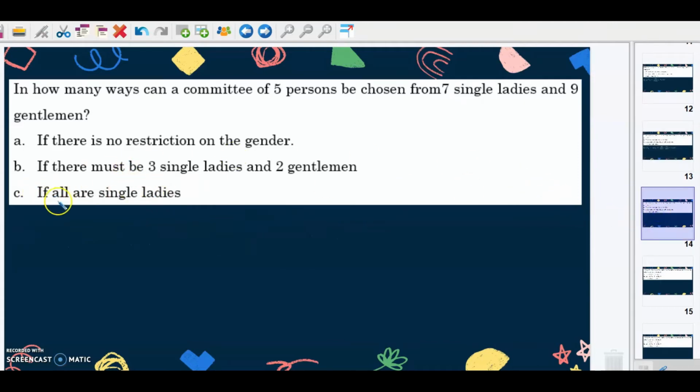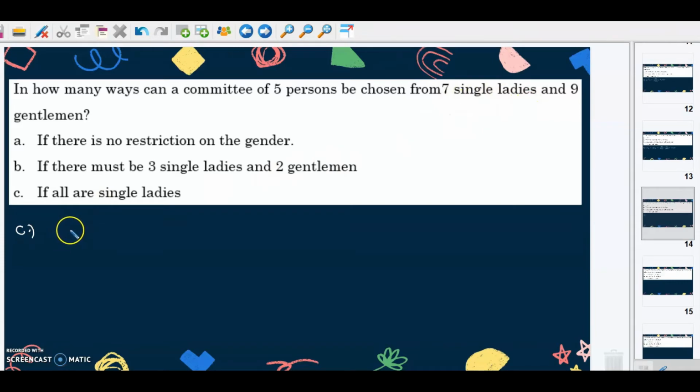So the third problem is, in how many ways can a committee of 5 persons be chosen from 7 single ladies and 9 gentlemen if letter C, if all are single ladies? So since the restriction is for the 5 persons to be all single ladies, that means we need to choose these 5 persons from the 7 single ladies that we have.